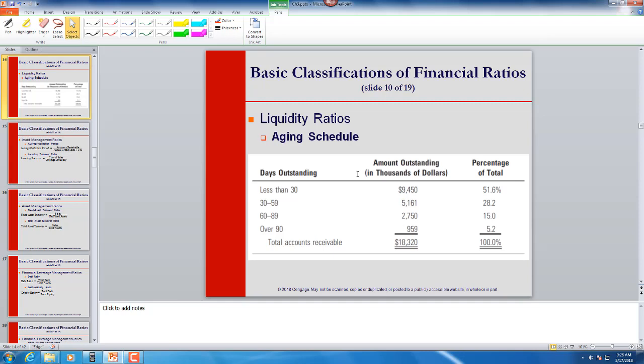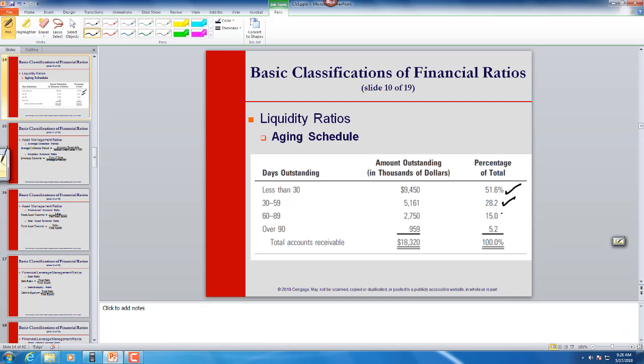Now, if you look at this particular slide, here they look at the aging schedule of your accounts receivable. What it basically means is how quickly are your customers paying you. Now, 51.6% of customers are paying you in less than 30 days, 28.2% in 30 to 59 days, in 2 months. And in 3 months, another 15% are paying. 5.2% are not paying on time. That's total accounts receivable. So that's called the aging schedule.